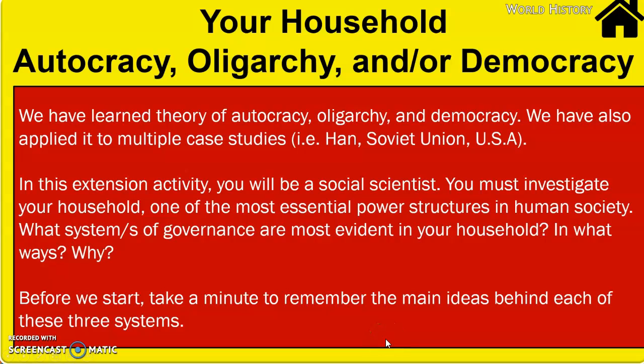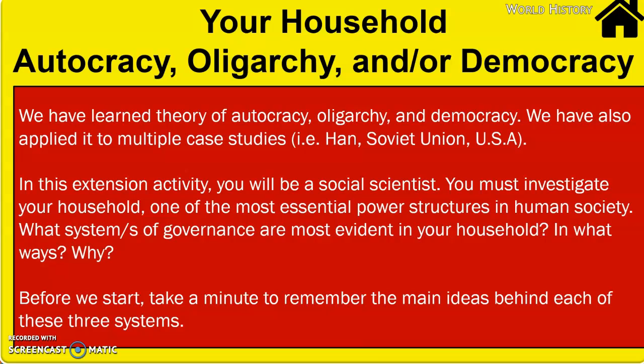Okay, students, this week's extension activity is going to ask you to think about autocracy, oligarchy, and democracy. We've applied it to multiple case studies already, the Han, the Soviet Union, and the USA. So now in this extension activity, you will be a social scientist. You must investigate your household, one of the most essential power structures in human society. So what system of governance is most evident in your household?